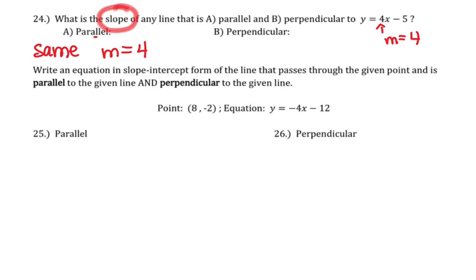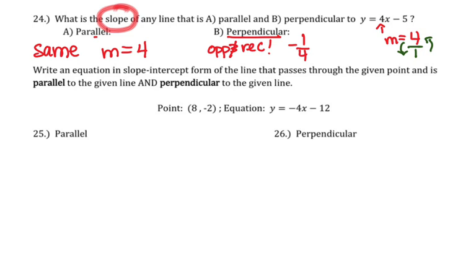A perpendicular line would have to have the opposite reciprocal, perpendicular, many syllables, do many things to it. Opposite from positive turns to negative, and reciprocal is flip it over. So you take that 4 and put it over 1, and you flip it over. That's the reciprocal, right? From positive to negative and reciprocal, flip it over. So with this little powerful information, we can do 25 and 26, right?